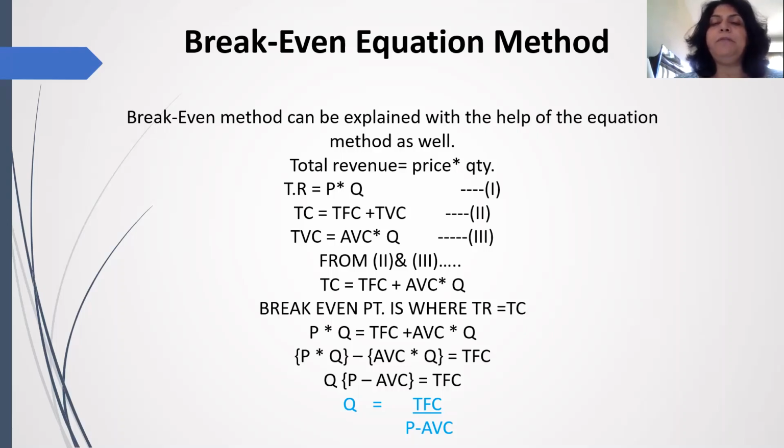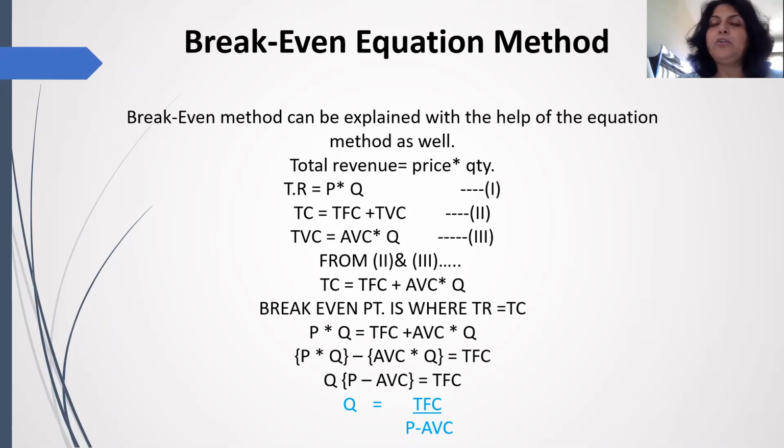TVC is what? TVC is if you multiply the quantity of production with AVC. AVC is average variable cost. Q is for quantity of production. It will give you TVC, that is total variable cost.